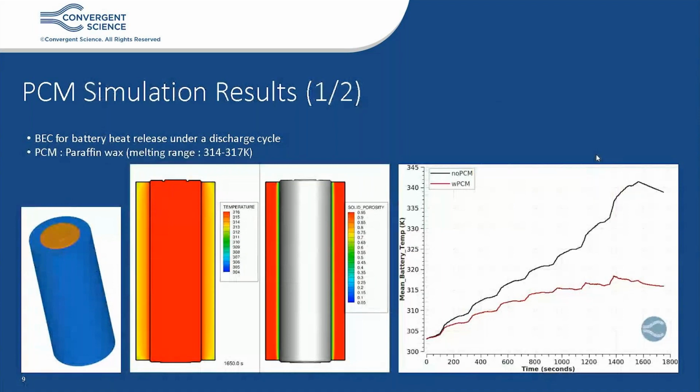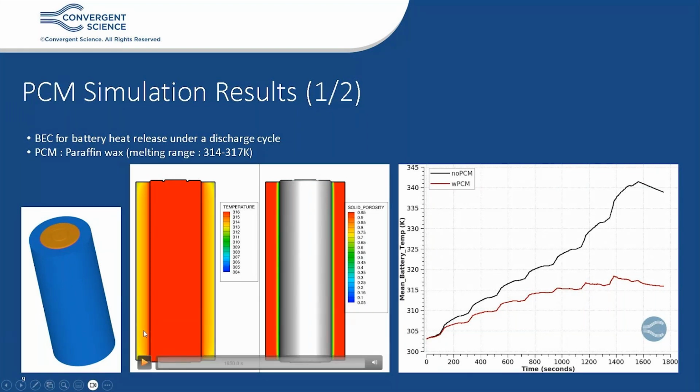Looking at the results for such simulations for phase change materials, again, we took an 18650 battery in orange, and it is surrounded by this blue phase change material. The phase change material selection depends on the ideal operating temperature range for your particular battery. We want this battery to operate somewhere in between 314 to 317 Kelvin, which is an optimal operating temperature range. As such, a selection was made for paraffin wax, which is a standard phase change material.